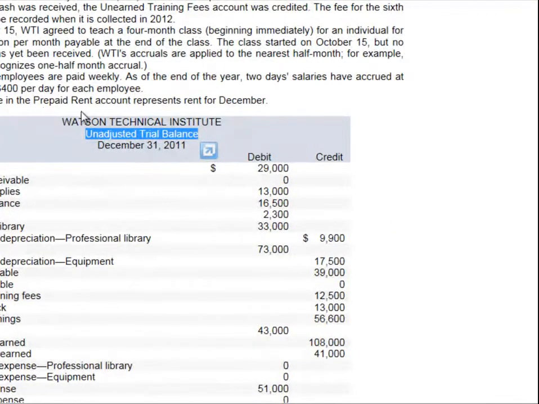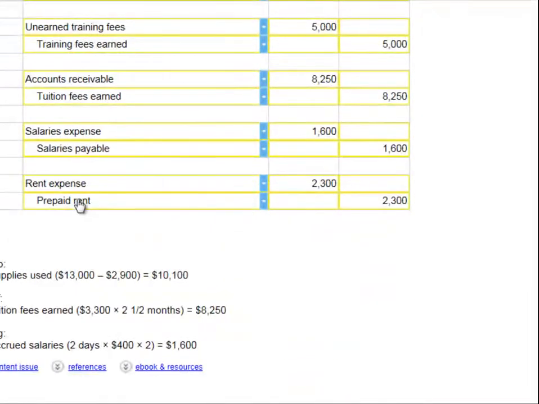H, the balance in the prepaid rent account represents rent for December. They don't give us an amount here, so we have to look down here. We find that the prepaid rent was $2,300. What that means is we paid for this ahead of time, and what's left is December's rent, which we're now finally using up. So we're using up $2,300 of prepaid rent. Now it's at zero. We debit rent expense for $2,300 and credit prepaid rent to reduce that asset.